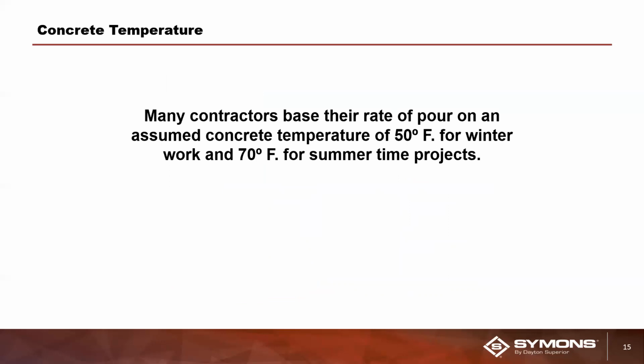Many contractors base their pour rate on an assumed concrete temperature of 50 degrees for winter work and 70 degrees for summer work. This gives them a little bit of leeway, because most contractors don't like to pour concrete below 45 degrees in the winter months. So usually the concrete they're pouring is a little bit warmer.